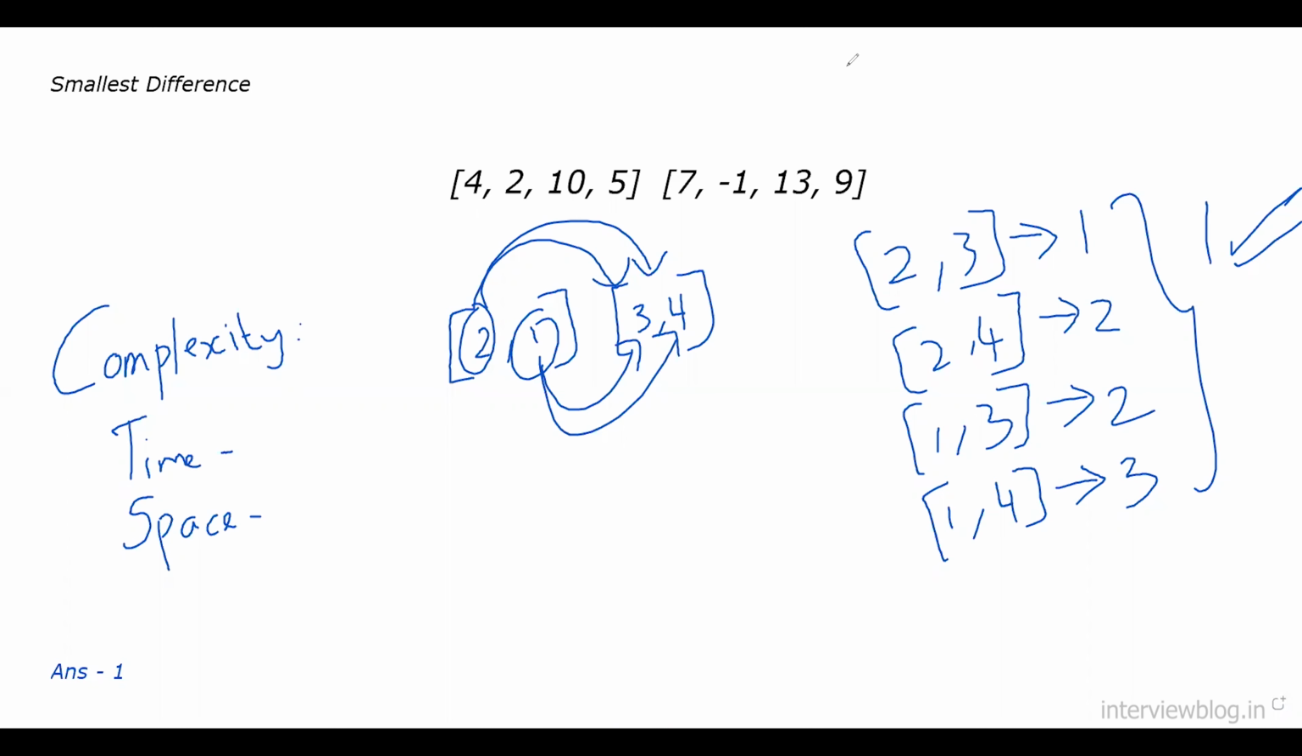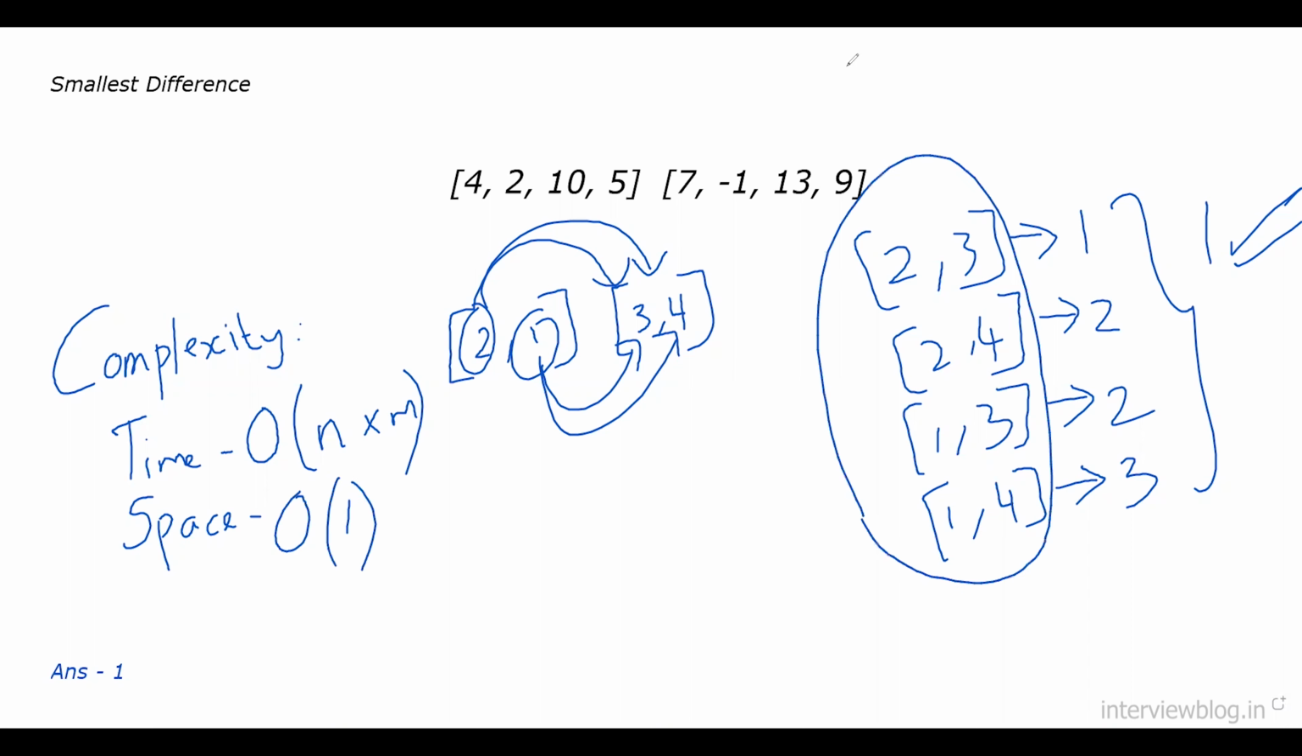So as you can see, the time complexity of this solution tends to be big O of n into m, where n is the length of the first input array and m is the length of the second input array. So why is it n cross m? It is because we are generating all the pairs of numbers that are actually possible using the given two input arrays. The space complexity of this solution can be big O of 1 if we do not store these combinations, or if we prefer to store these combinations, our space complexity will also be big O of n cross m.